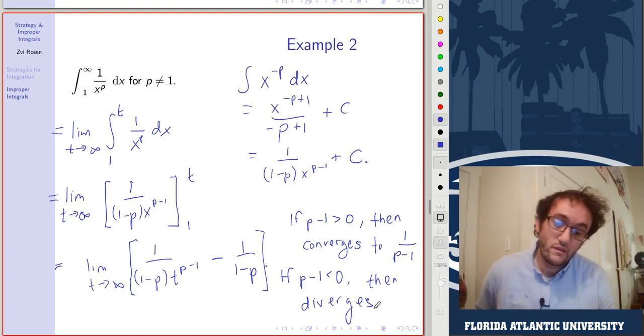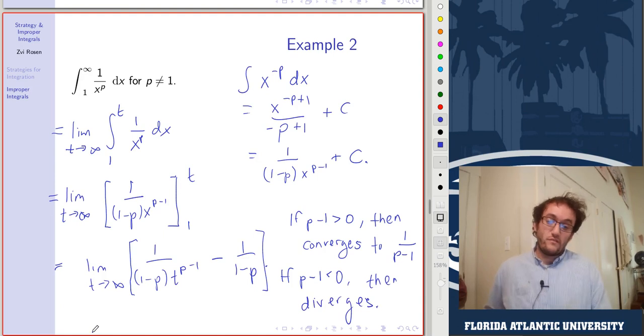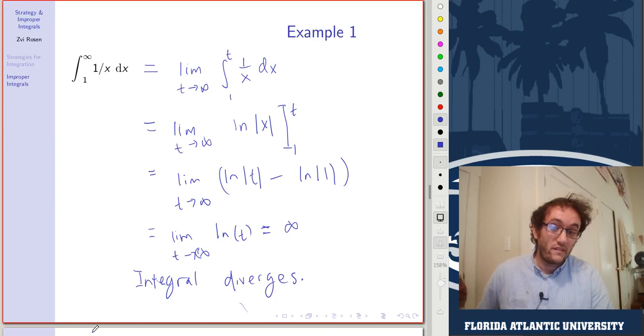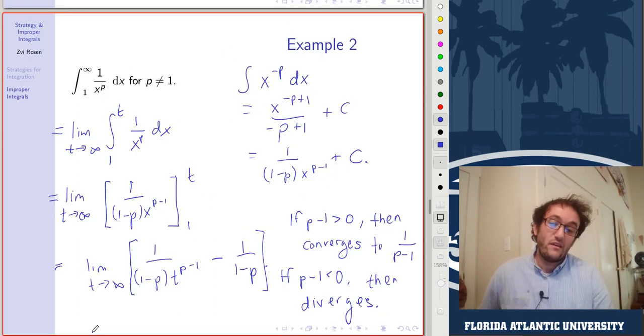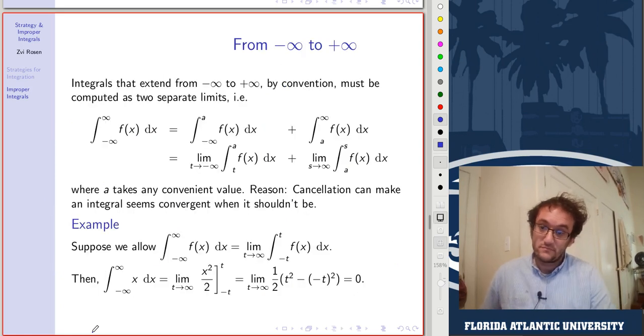So here we've solved a bunch of integrals at once: the integral from 1 to infinity of 1 over x to the p dx for all p not equal to 1. And since we solved for p equals 1 on the last page, now we know that if p is greater than 1, it converges to 1 over p minus 1. And if p is less than or equal to 1, then it diverges.